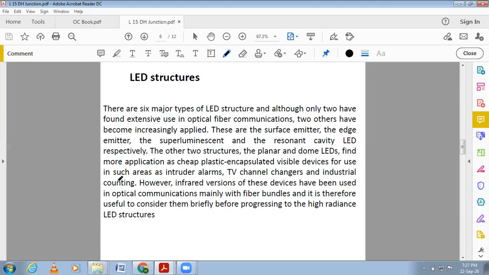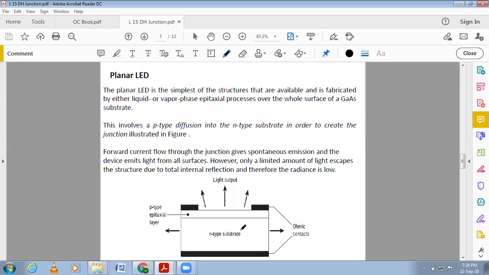So there are six different types of LED structures, but because we are studying optical fiber communication, our interest is in optical communication. So basically two structures, the surface LED and the edge structure LED, are used for optical communication purposes. Now, first is the planar LED.